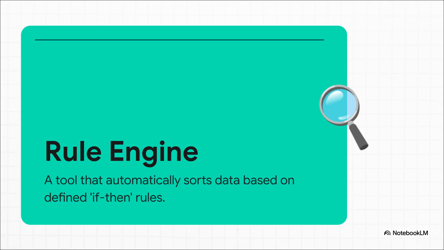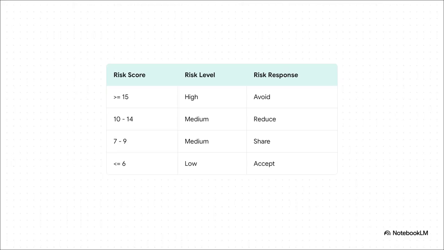So for example, you can tell it, hey, if a risk score is 15 or higher, then I want you to automatically label that risk as high. It's automation at its simplest, and honestly, its most powerful. And here you can see those rules in action. A score of 15 or more gets labeled high risk, and the suggested response is to avoid it altogether. Scores in that medium range, well, maybe you try to reduce them or share them.